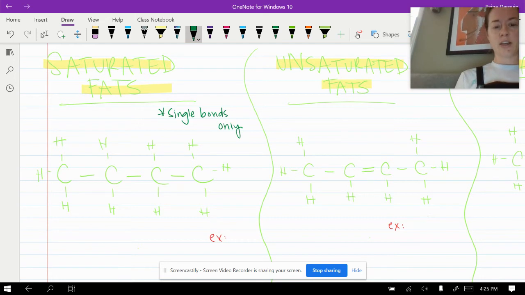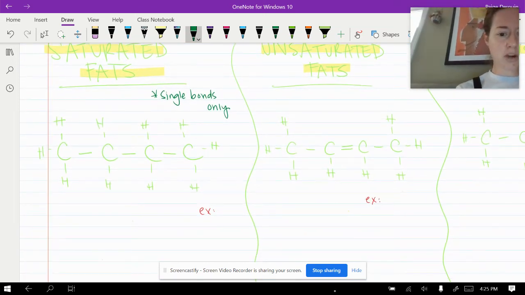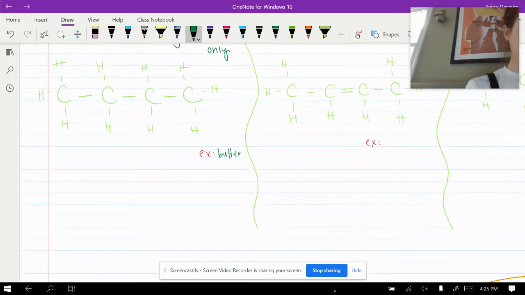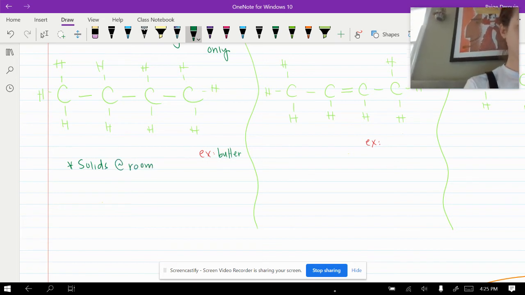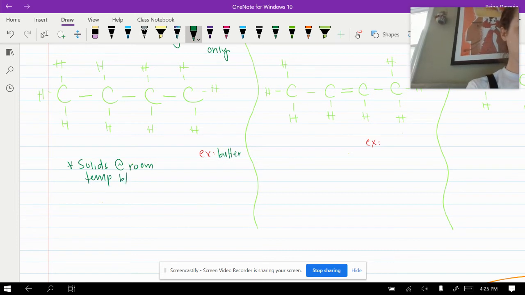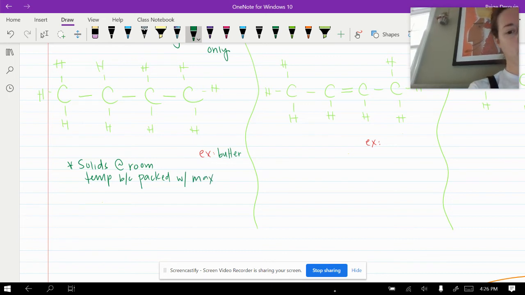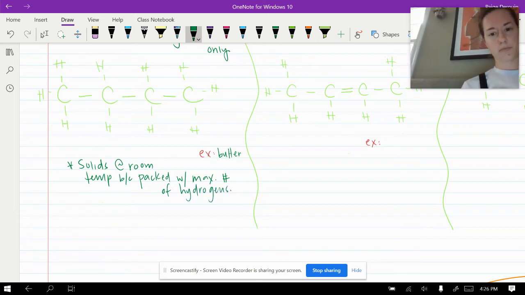Because it's saturated, there's not a lot of space in between the hydrogens, and that creates things that are most likely to be a solid, just because everything is packed really tightly. An example of a saturated fat that you're familiar with is butter. Saturated fats are typically solids at room temp because they're packed with the maximum number of hydrogens.